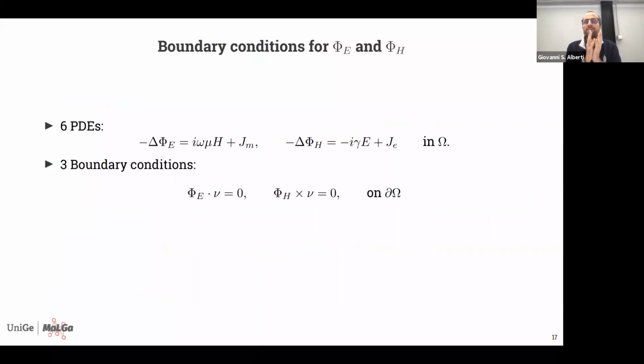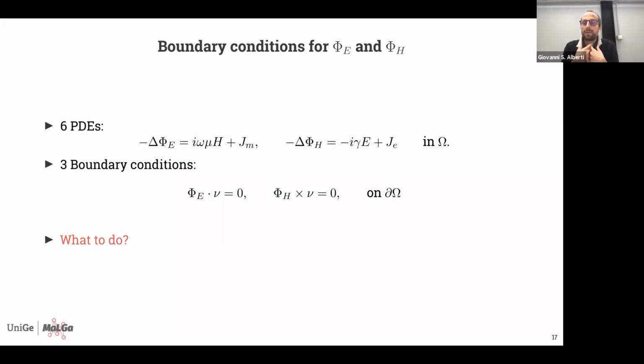Now let's see what happens with phi E and phi H. So phi E and phi H have these 2 PDEs and these boundary conditions. However, if we just count how many PDEs and how many conditions I have, I'm losing something here, because in this case I have 2 systems of PDEs and each system has got 3 components because these are vector fields. So here I have 6 PDEs, but I only have 3 boundary conditions because this is the normal component giving me 1 boundary condition, and this is the tangential component giving me 2 boundary conditions. So in total I have 3. So I'm missing something here.